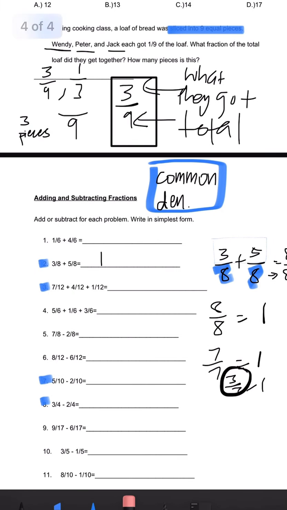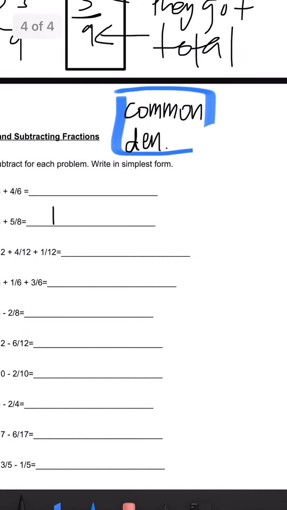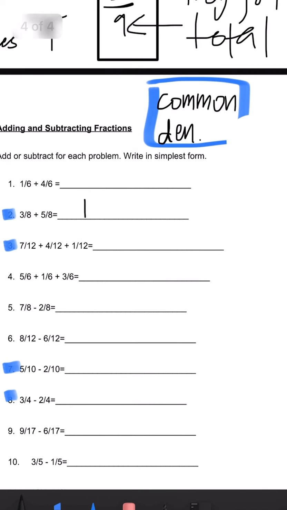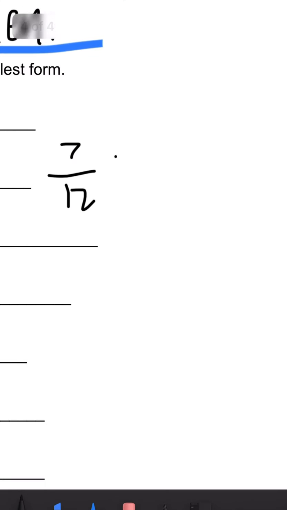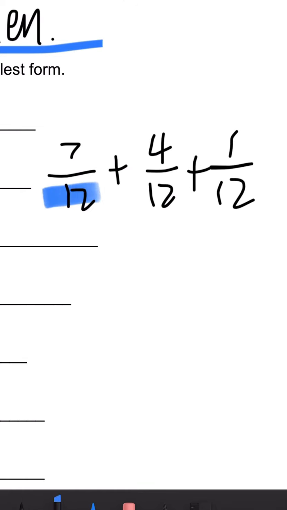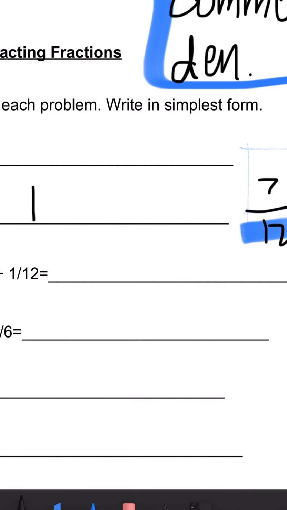Number 3, I'll erase my work so we have a little bit more room. 7/12 plus 4/12 plus 1/12. We see that all 3 of them have a common denominator of 12, so we know that our final answer will have 12 as well. Next, we're adding the top. That's also 12. And again, the answer is 1 whole.